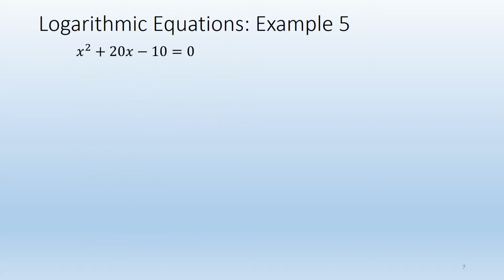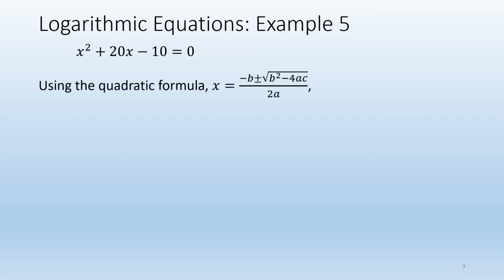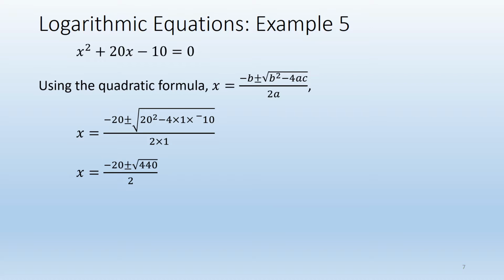Now we can solve that by trying to factorize, but we don't find factors easily there, so we'll use the quadratic formula. So putting the numbers in for a, which is 1, b is 20, and c is minus 10, we'll get our answer there for x. Simplifying that through, we'll get our two answers of minus 20.49 or 0.4881.